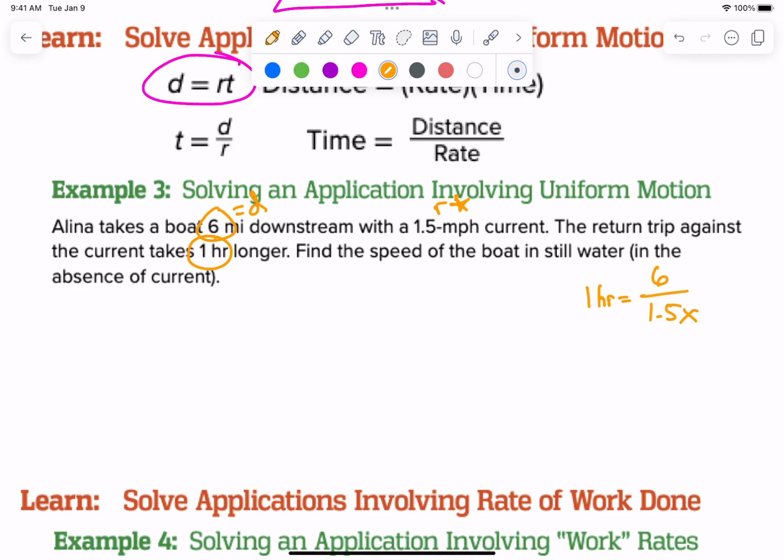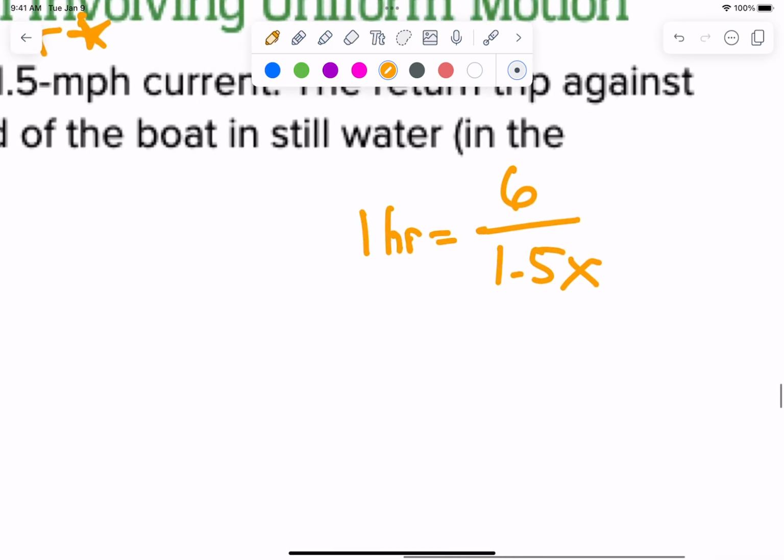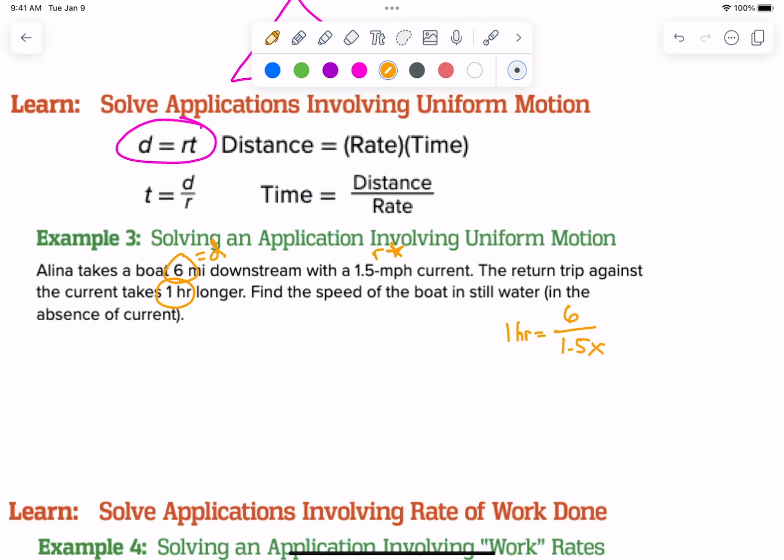But it needs to be plus x, right? Because we don't know how fast we're going. But we know it's 6 miles one way. Time has to have an x, right? You don't know how fast it takes to go 6 miles there. It's 6 miles both ways, because she was talking about the return trip: 6 miles there and 6 miles back.